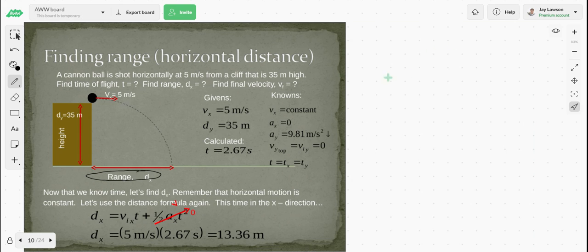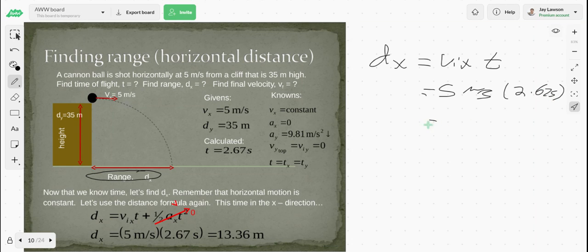So my first one says dx is equal to the initial velocity in the x direction times the time. Luckily, this is just a plug and chug type problem. We know the initial velocity in the x direction to be 5 meters per second. We know the time to be 2.67 seconds. So we multiply those two together and we get 13.36 meters is the displacement in the x direction.